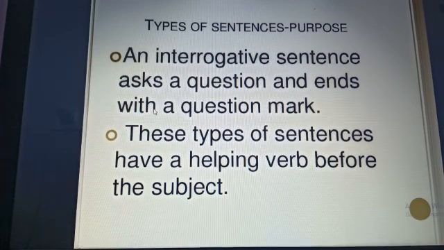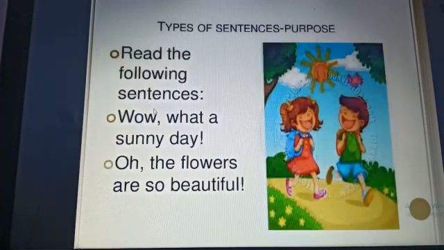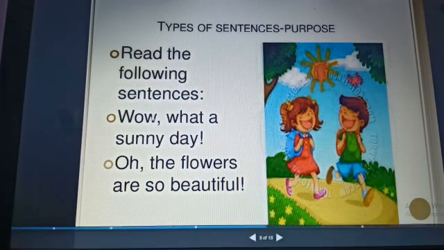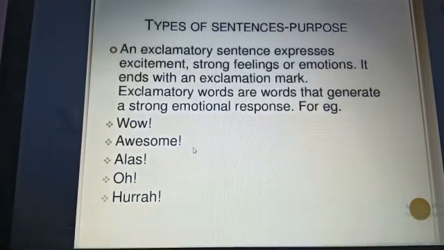Let's move on to the third category. Read the following sentences and tell me what category it is. Wow, what a sunny day. Oh, the flowers are so beautiful. So these two words, wow and oh, are exclamatory words, and these two sentences end with an exclamation sign. So these are exclamatory sentences.